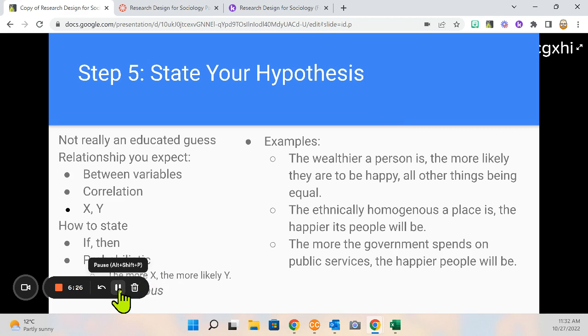Jeez, Marshall. All right. Could also say the more the government spends on public services, the happier people will be. We don't always need ceteris paribus at the end because a probabilistic statement, right, already allows for the possibility that other variables matter.